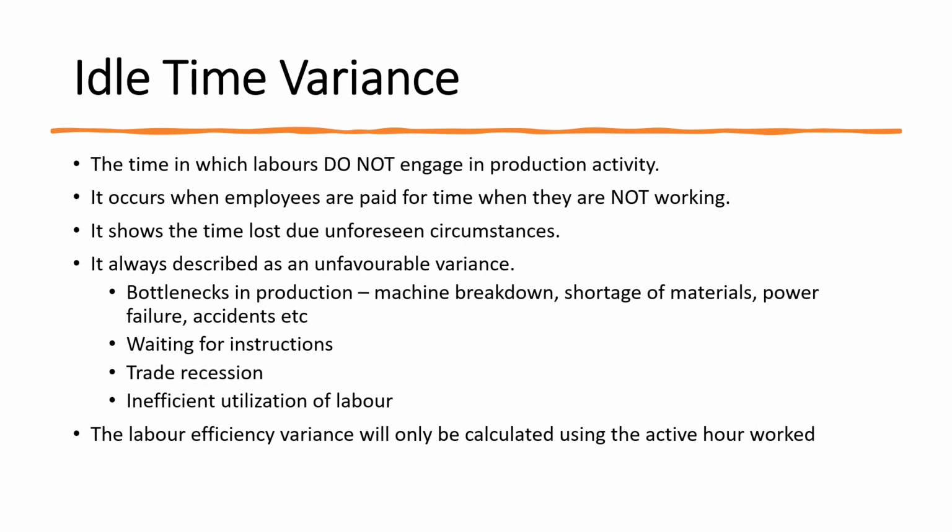Idle time is always described as an unfavorable variance because it indicates a loss of productivity and efficiency. It represents a cost without corresponding output, which negatively impacts overall performance. As for the impact on labor efficiency variance, which measures the difference between the actual hours worked and the standard hours expected for the production achieved, it only considers active hours worked. The idle time is excluded from this calculation as it does not contribute to production.